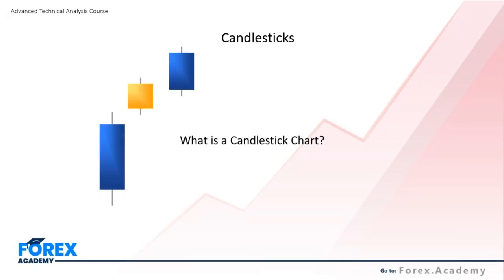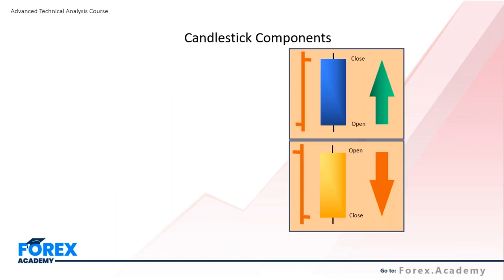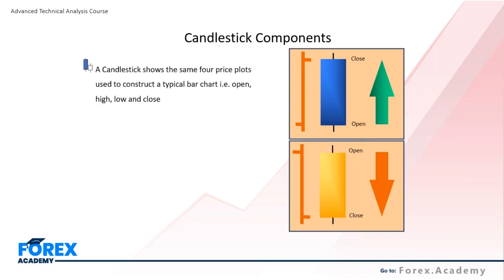And ask ourselves the first question, well, what is a Japanese candlestick chart? Now, the components of a Japanese candlestick, and in front of you, you have an illustration of what a Japanese candlestick typically looks like. A Japanese candlestick is made up of the same four price plots that are used to construct a typical bar chart. In other words, the open, the high, the low, and the close.